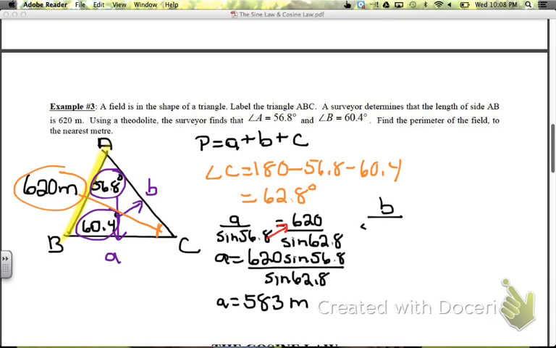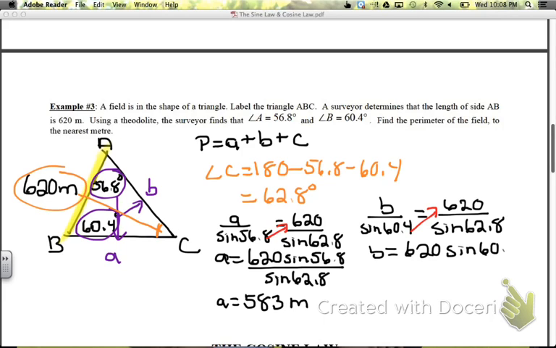So now we're going to do a similar thing, however we're going to find side B. So we have B over sine 60.4 is equal to our 620, because it's side C, over sine 62.8 since it's angle C. Once again, we're going to cross multiply, isolate B, so we're only going to bring that sine 60.4 over to the right side. So we have 620 times sine 60.4 all over sine 62.8.